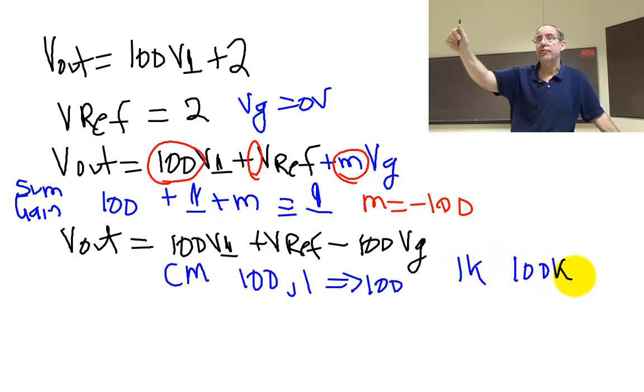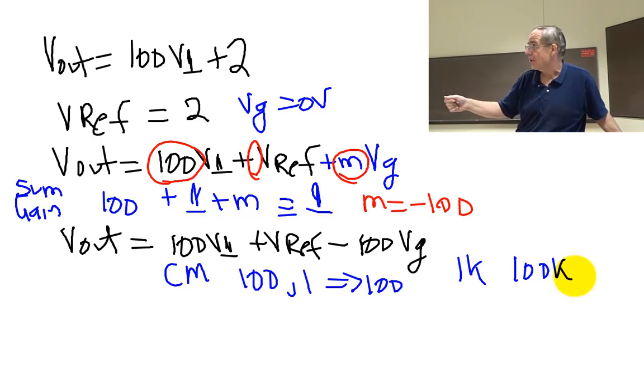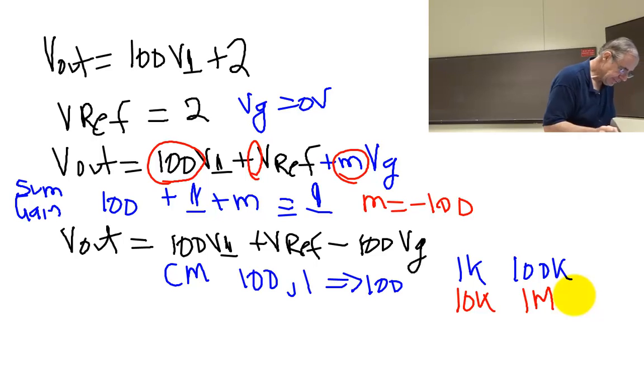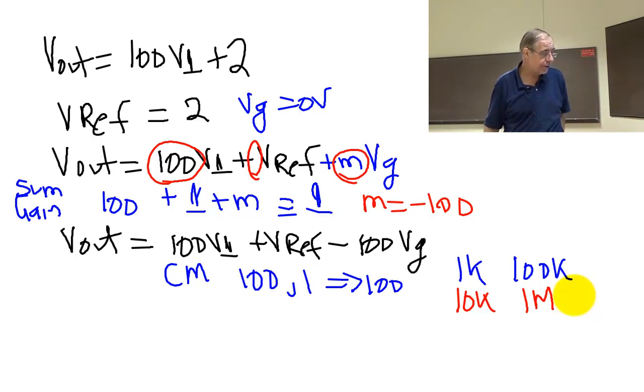Right. What else could I have chosen that still satisfies rule number 5? 2K and 200K, 3K and 300K, 10K and a megohm, right? And that's it, because you can't go over a megohm, can't go under a K. Rule number 5. So I don't care. I don't care. Okay? And those are obviously going to be easiest.